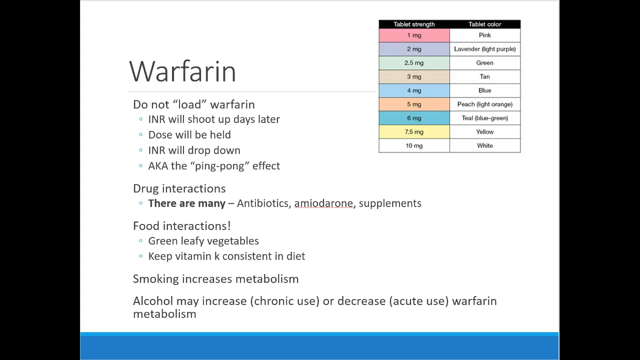Smoking increases metabolism of warfarin. If the patient's a smoker, it can make their general warfarin dose requirements higher. And alcohol may increase or decrease use based on how it affects the liver.